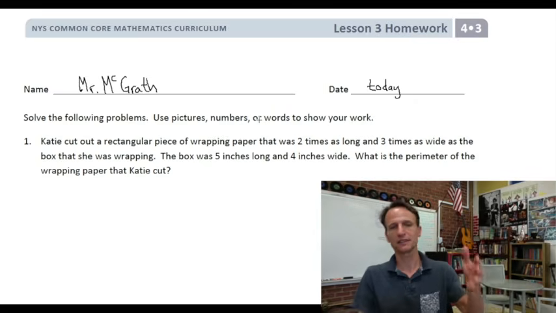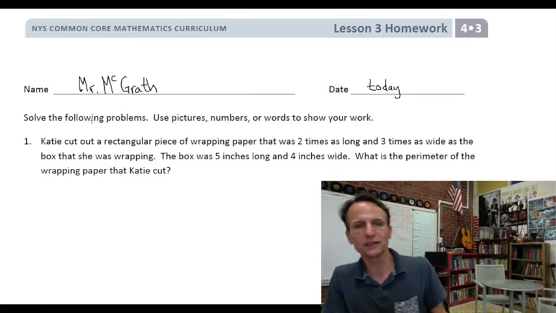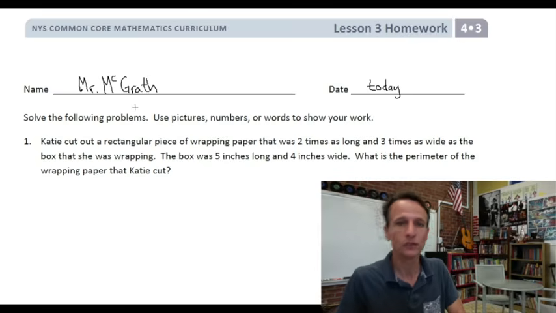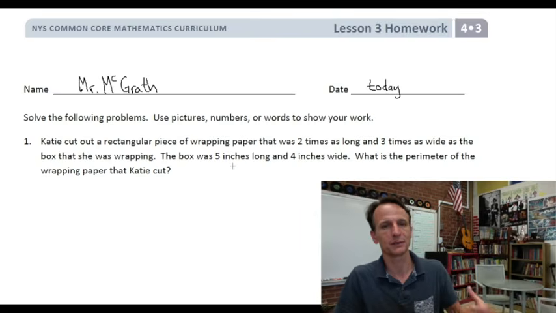And you'll be glad to hear tonight's homework is so straightforward. We're ending this first little topic here, and so we just have 4 word problems to do. Let's dive right in. I love this stuff. Solve the following problems. Oh yes, we will. Use pictures, numbers, or words to show your work, okay? Now we do need to write a statement as well, okay?